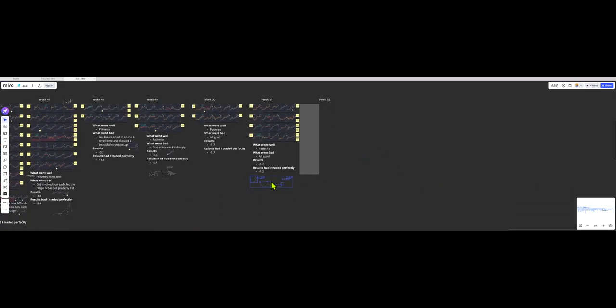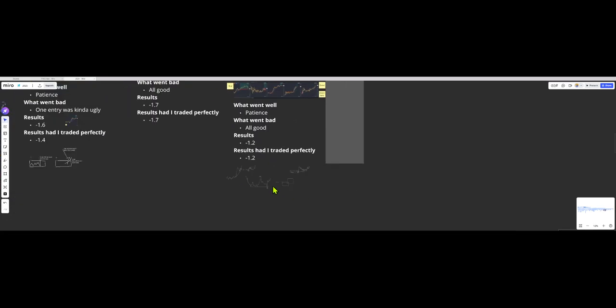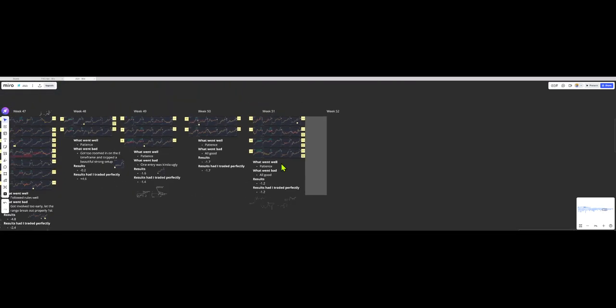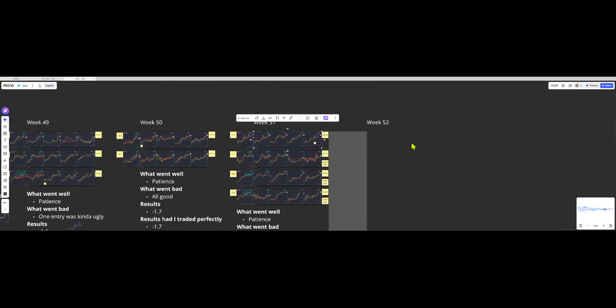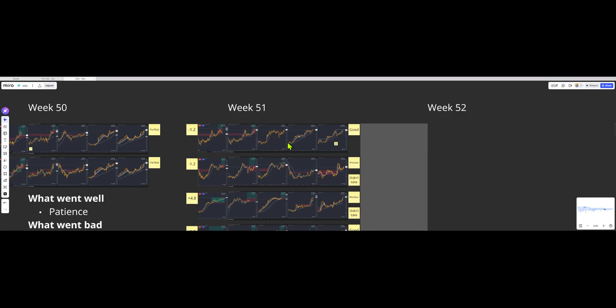Can't wait for it. By the way, I'm going to do it like this. I'm going to add it as a drawing to this week. Yep. So that's that. Not the worst week. Just that one trade, which I think was pretty good.